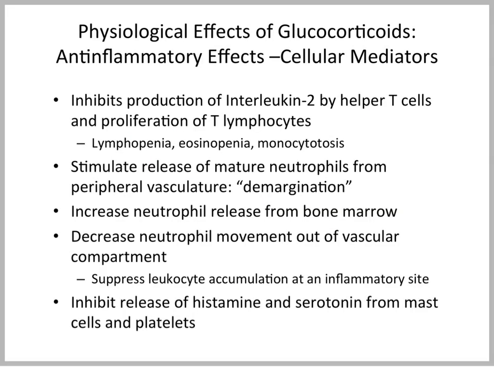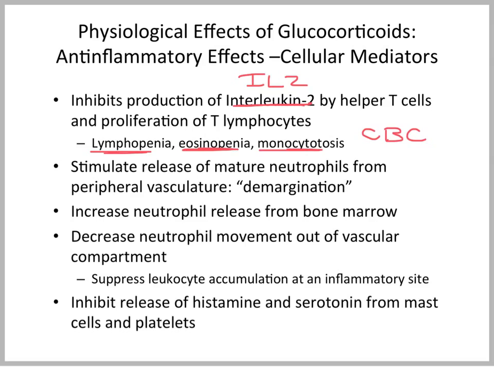So let's drill down on the cellular mediation of inflammation in those parts of it that are affected by glucocorticoids. Glucocorticoids inhibit the production of interleukin-2, IL-2, by helper T cells, and they inhibit the production of T lymphocytes. And we see this in the CBC, complete blood count, with lymphopenia, a reduction of white cells, the lymphocytes, a reduction of eosinophils, and an increase in monocytes.